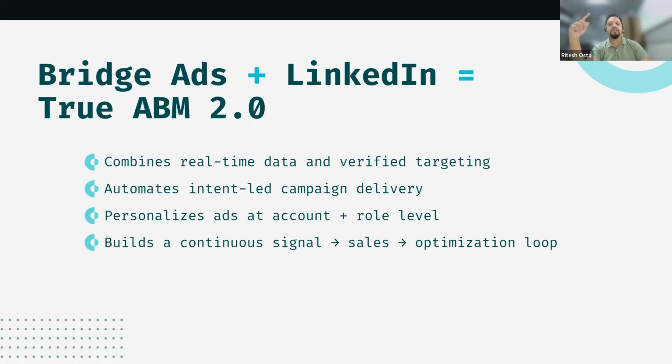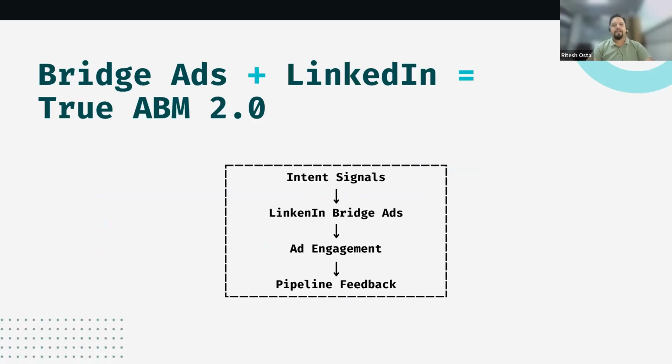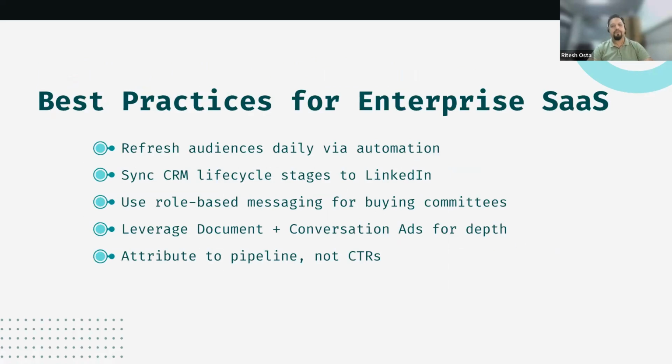And it builds a continuous signal-to-sale optimization, right? The signal is there, the sale, and we continuously create an optimization loop around that. Okay, so think about these strategies when it comes to your ABM 2.0. This is how the world is moving. Okay, if you're not going to move fast here, you're going to be left behind. Trust me, a lot of companies are adopting this very, very fast. Okay, and there's a lot of excitement going on around this area. Okay, these are some of the best practices for enterprise SaaS.